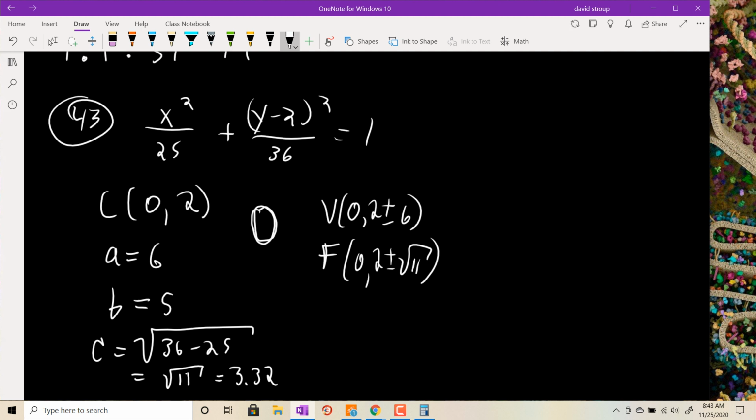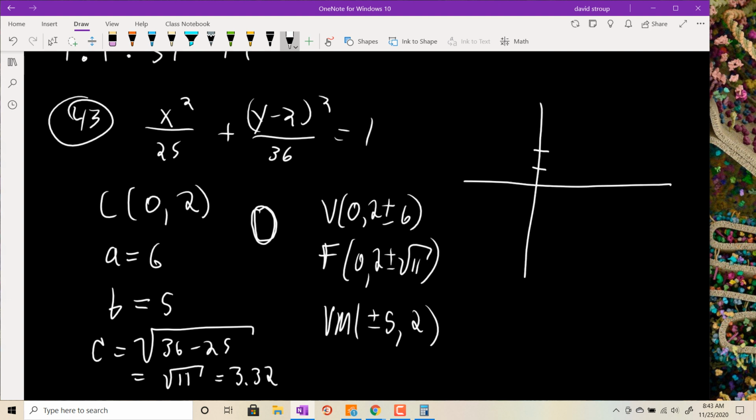And then the vertices on the minor axis, I don't know what to call those, call them VM, you're going left and right by 5, so plus or minus 5, comma 2. Okay. And then we can graph it.